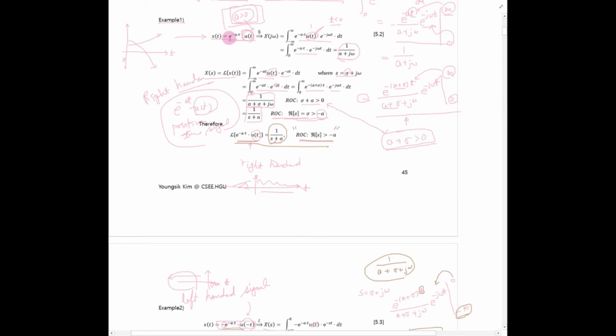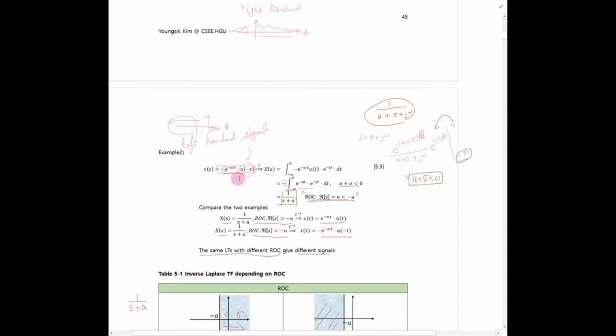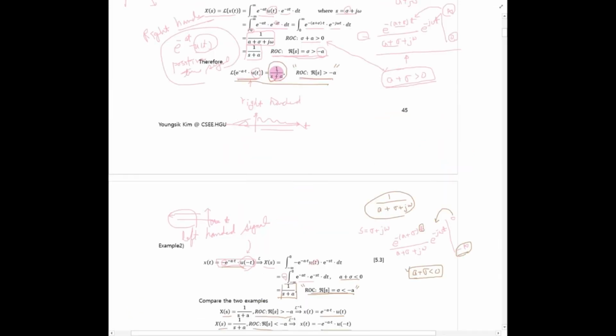So this one is a right-sided signal. The Laplace transform is defined in that way, and the region of convergence is right-sided. The left-sided one is minus and minus u(t). If you take minus and minus u(t), that gives the same expression for the Laplace transform. Look here, the right-sided and left-sided Laplace transform pattern is the same due to this minus and minus u(t), and the region of convergence is different. Okay.